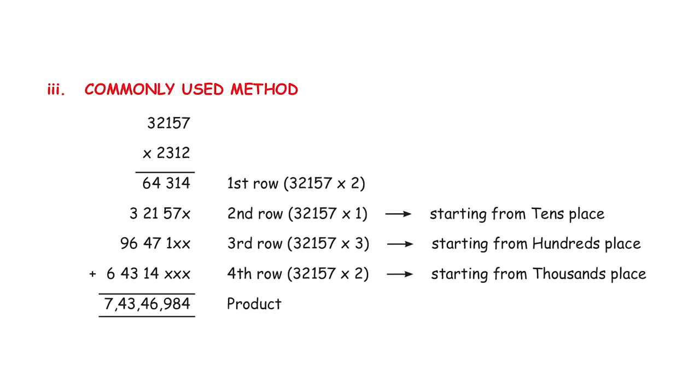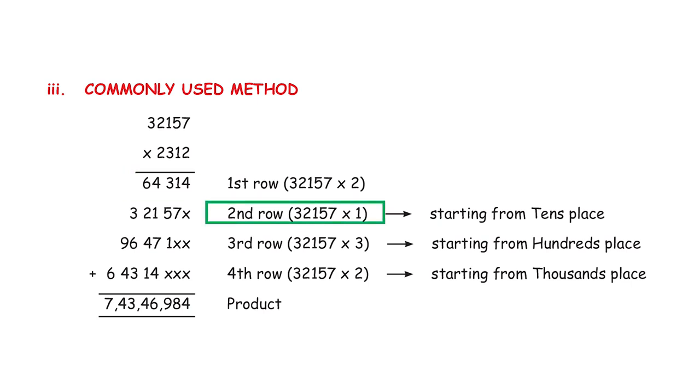Let's look at another method and try solving this question. This is a commonly used method. Have a look at that. How do you solve this question? 32157 into 2312. So the first step is, to get the first row, you need to multiply 32157 into 2, the 2 from the ones place. You get the first row, 64314.